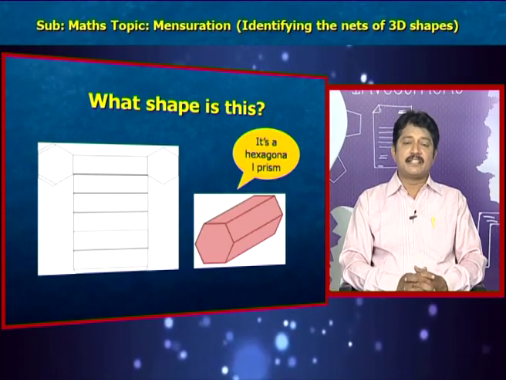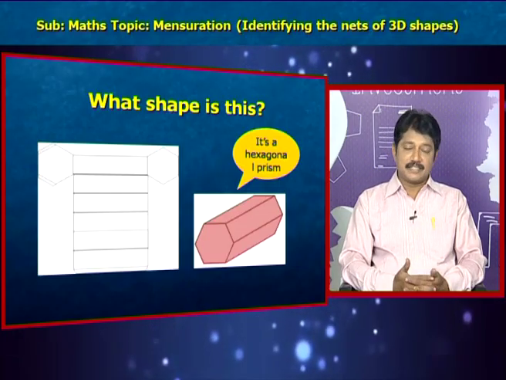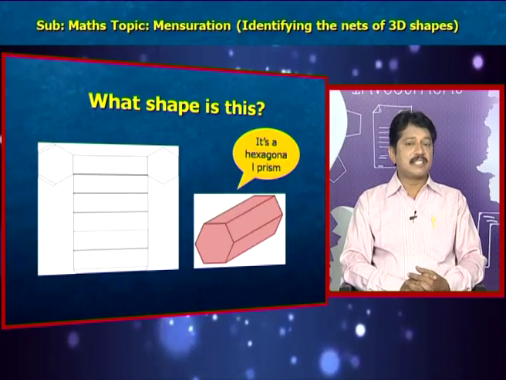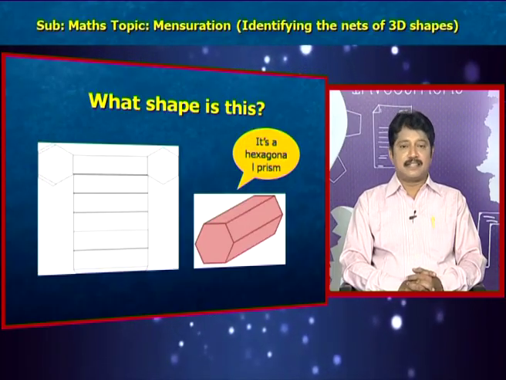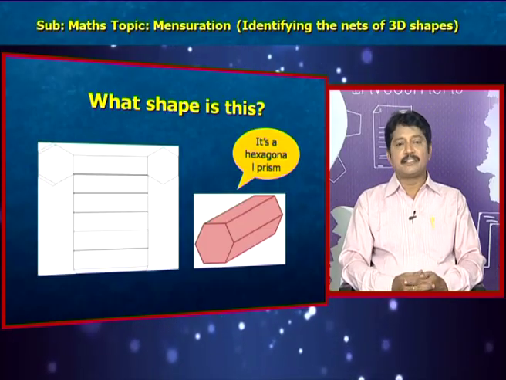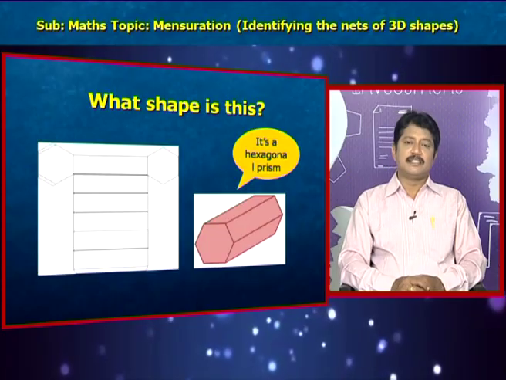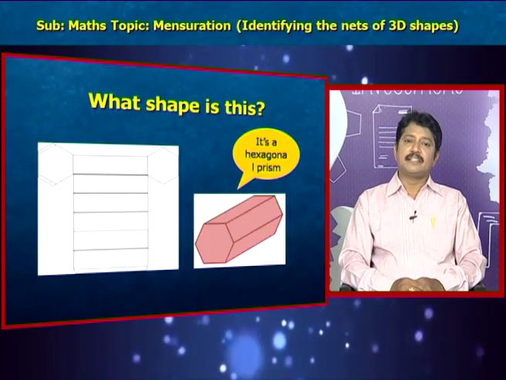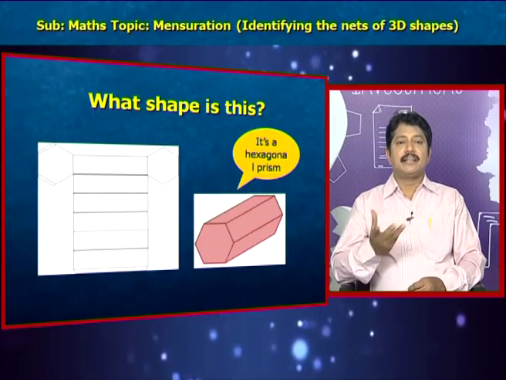If it has 5 sides, it is a pentagon. If it has 6 sides, hexagon. 7 sides, septagon. 8 sides, octagon. 9 sides, nonagon, and 10 sides is a decagon. Of course, I said 7 sides is septagon and 8 is octagon. So, like that we can call it.